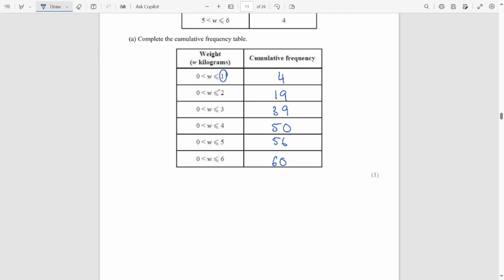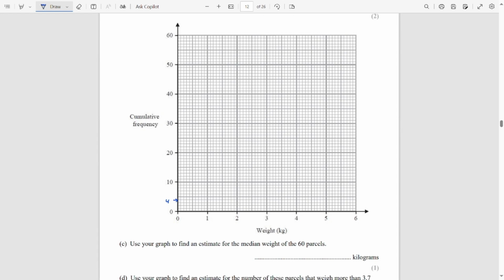So what we're saying is that once we get to 1 kilogram, we've definitely had 4 parcels. Once we get to 2 kilograms, we've definitely had 19 parcels, and so on. So we always take that upper bound. So at 1 kilogram, 4 parcels. Once we get to 2 kilograms, we've had 19 parcels. Once we get to 3 kilograms, we've had 39 parcels. Once we get to 4 kilograms, we've had 50 parcels. 5 kilograms, we've had 56. And then 6 kilograms is all of them, 60.